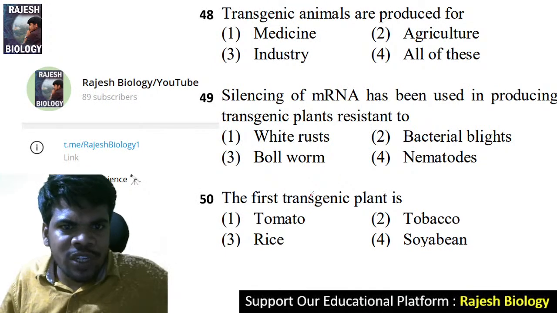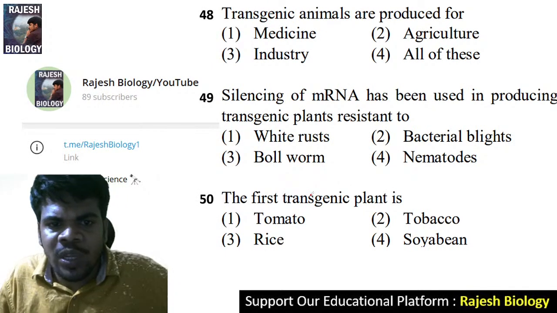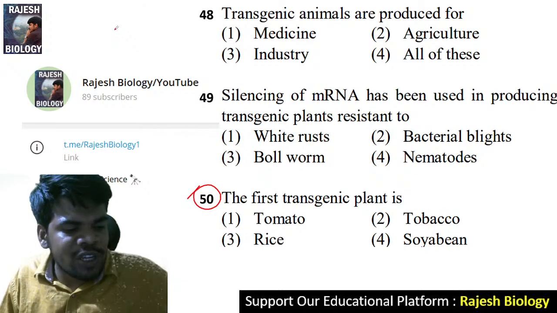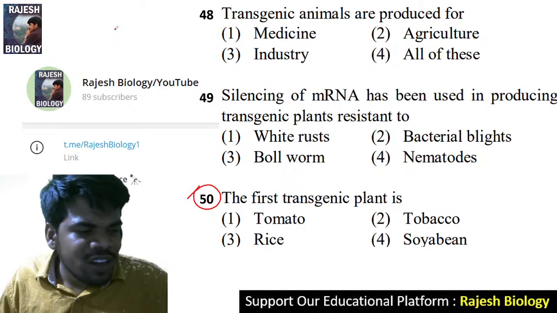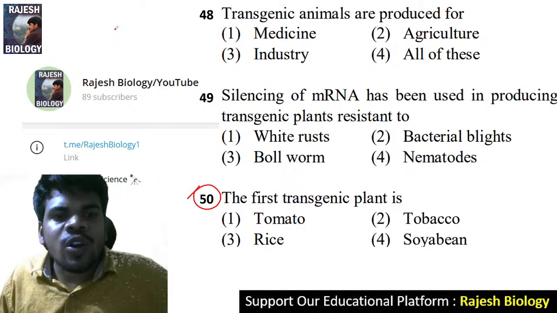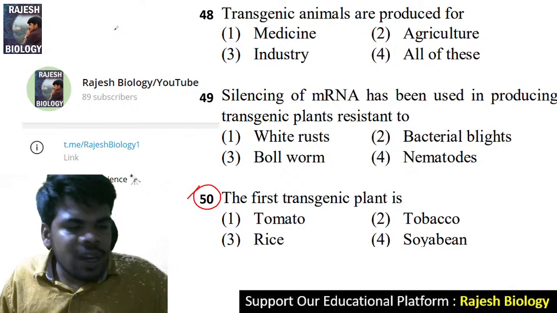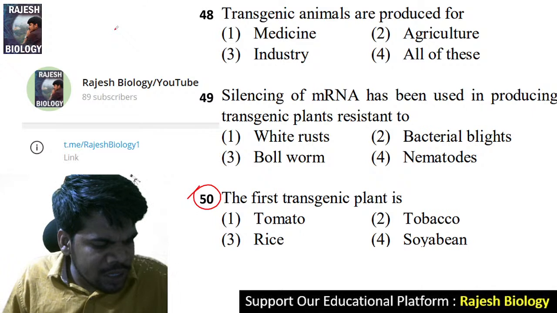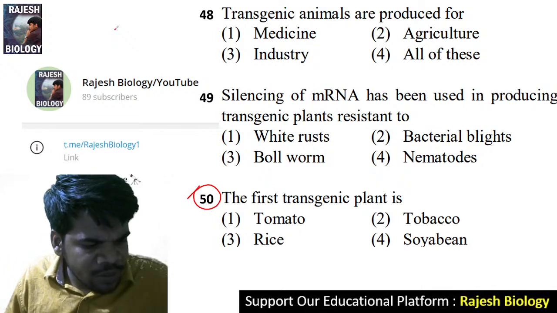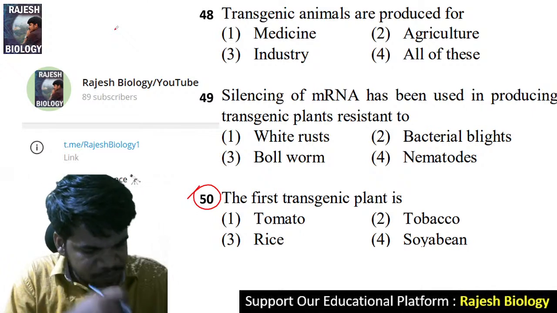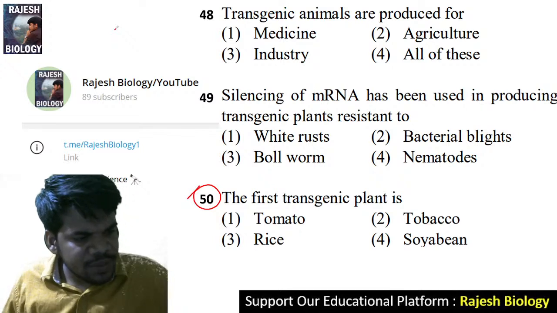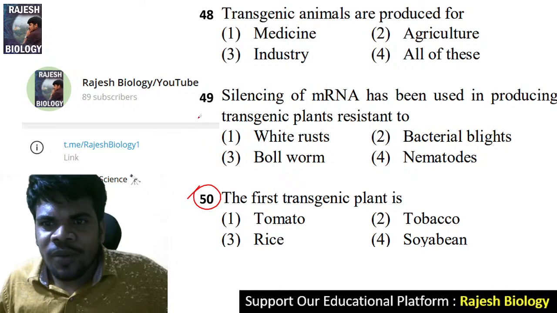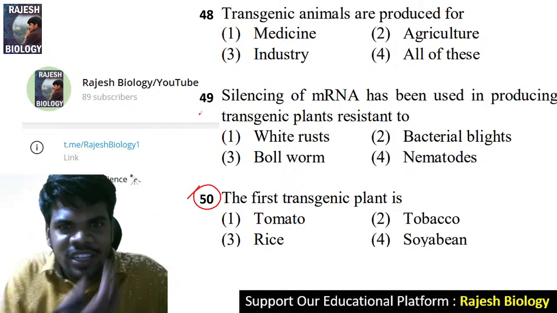And these are the last questions, our lucky questions. The students who are giving the answer for question number 50 will definitely get good marks in their final examinations. It is our YouTube tradition. So whether it is right or wrong, try to attempt question number 50 and 48, 49 also. Come to the 48. Yeah, Dharani, Sudhakar, Sri Lakshmi, everybody right. 47 is one. 48. Transgenic animals are produced for medicine, agriculture, industry.